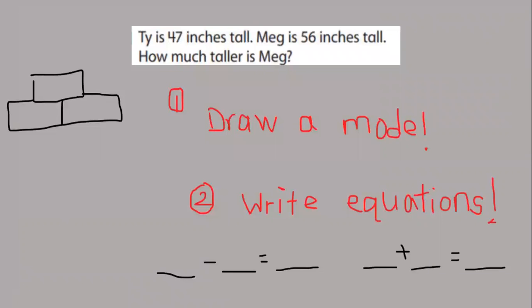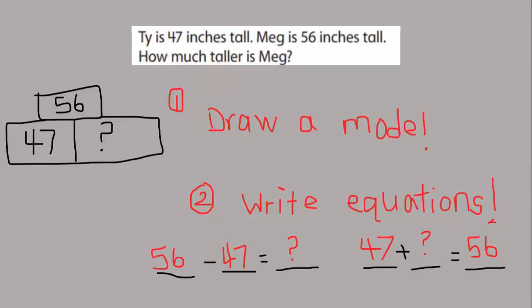So the first thing you're going to want to do is draw a model, and then you're going to want to write equations, a subtraction equation and an addition equation. And we've been doing this all week, so this is nothing new. For every single word problem we have solved this week, we have drawn a model, either the number bond or the bar model, and we have written an addition equation and a subtraction equation. So this is nothing new. We've been doing this all week long.